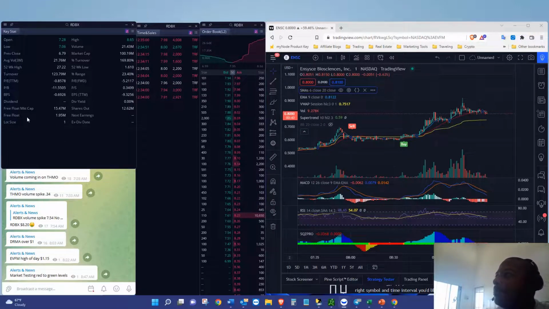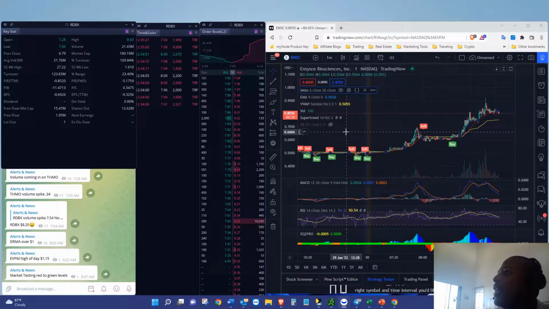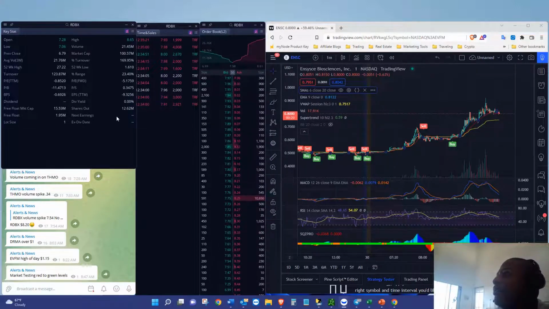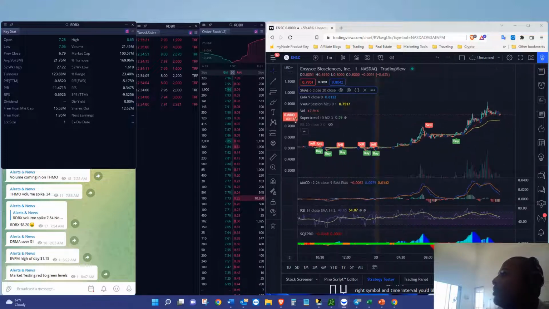But look at this, Redbox, free float 1.9 million. That's why this thing can run a lot. And look where it's at now. It's done 21 million. On average, it does 21 million. So yeah, low float, good average volume, and the shares outstanding is only 12 million. So it's done twice the outstanding shares, which is good. I mean, it's not much of a spread there.